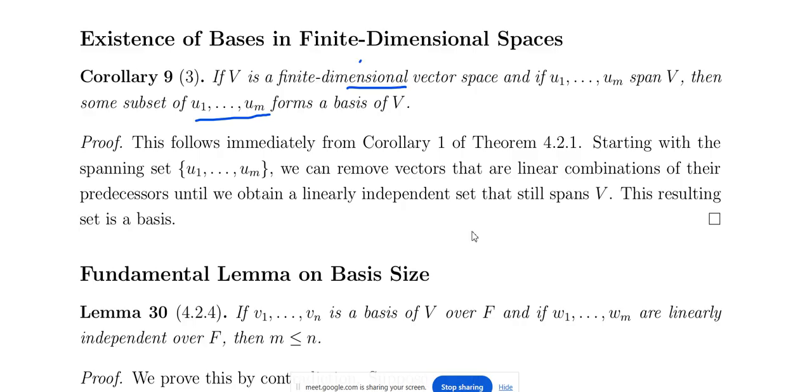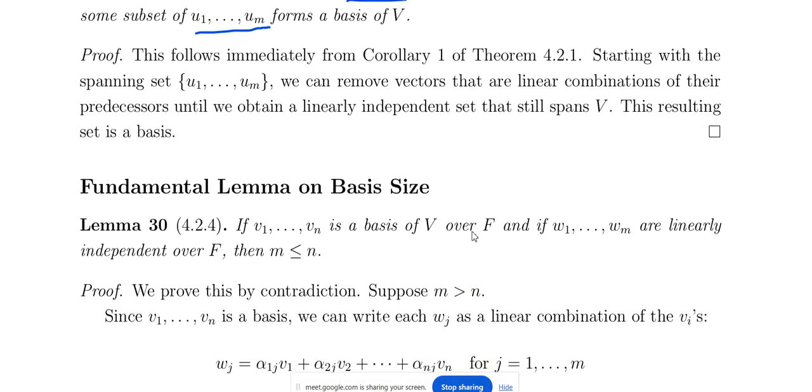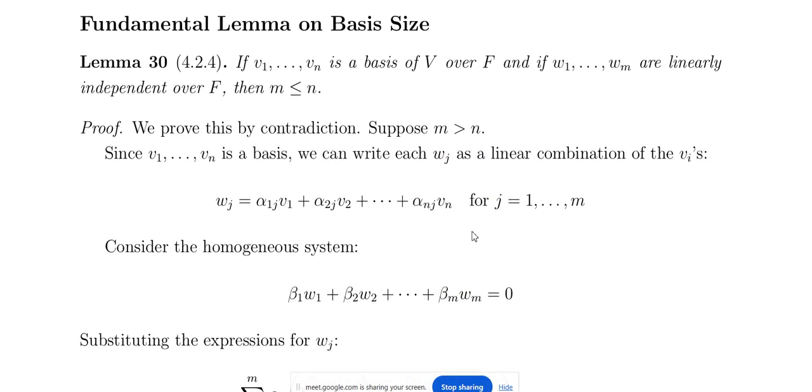V is a finite dimensional vector space, and u1, u2, ..., um span V, that is, the linear span of these equals V. Then some subset of u1, u2, ..., um forms a basis of V. That is a very important one. And the basis size is also a very important one.